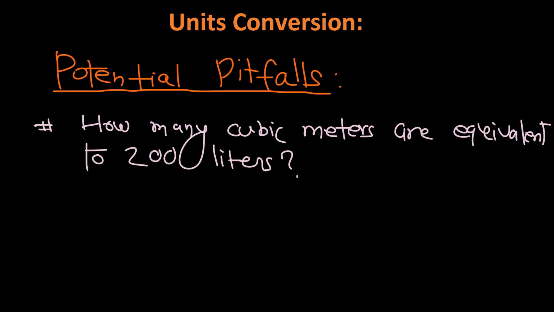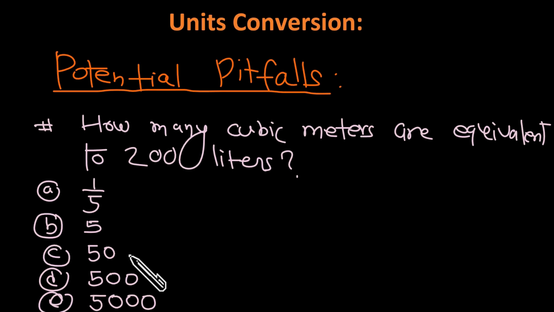Now, sometimes in my classes, I will ask the students to guess the right answer before calculating. Now, for this question, the most common guesses that I get are 50 and 500. Some people even guess 5,000. And you'll be very surprised to hear that the correct answer is 1/5. That doesn't sound right at all. 200 liters equivalent to 1/5 meter cubed.